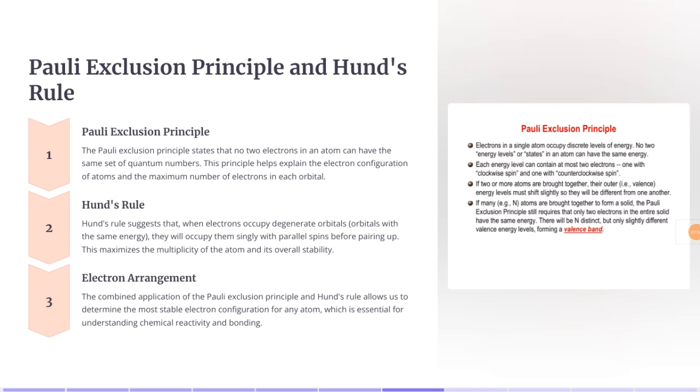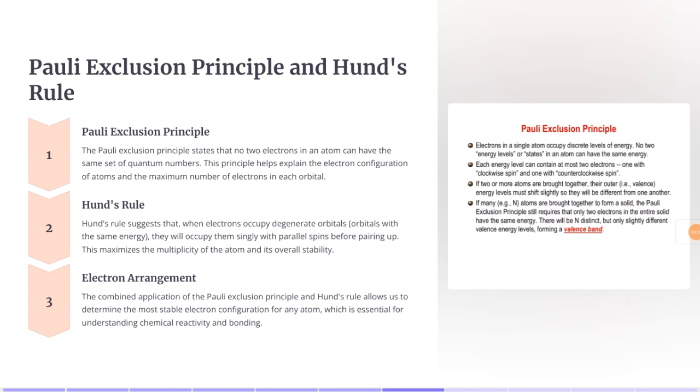Pauli exclusion principle and Hund's rule. The Pauli exclusion principle states that no two electrons in an atom can have the same set of quantum numbers. This principle helps explain the electron configuration of atoms and the maximum number of electrons in each orbital.